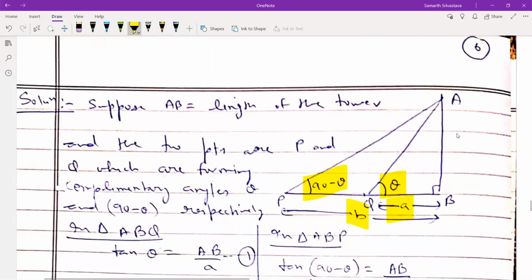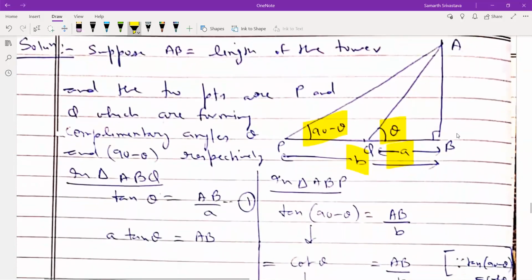Suppose AB is equal to the height of the tower, and the 2 points are P and Q which are forming complementary angles. I have taken the angle formed from Q as theta. Obviously, the angle formed from point P will be 90 minus theta, because both the angles are complementary. So theta and 90 minus theta are the complementary angles.